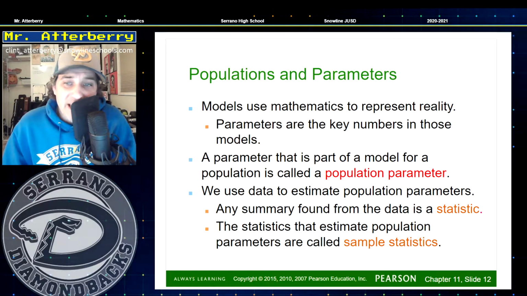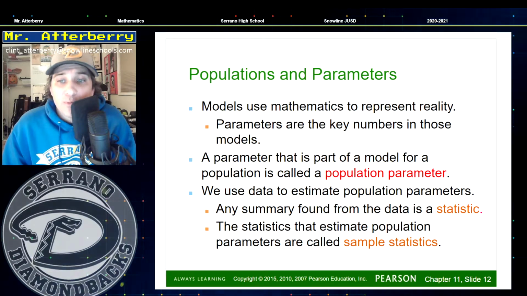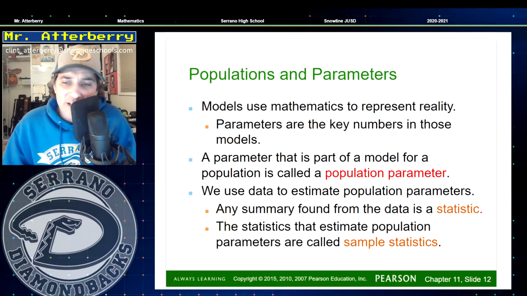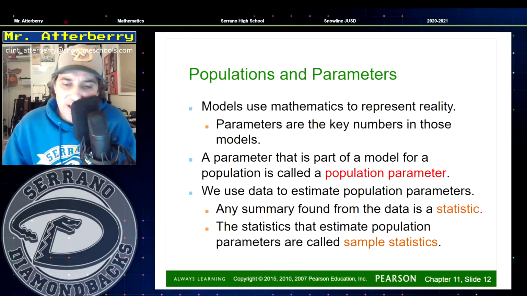So populations and parameters. Models use mathematics to represent reality. Parameters are the key numbers in those models. A parameter that is part of a model for a population is called a population parameter. We use data to estimate the population parameters. Any summary found from the data is a statistic. The statistics that estimate population parameters are called sample statistics.